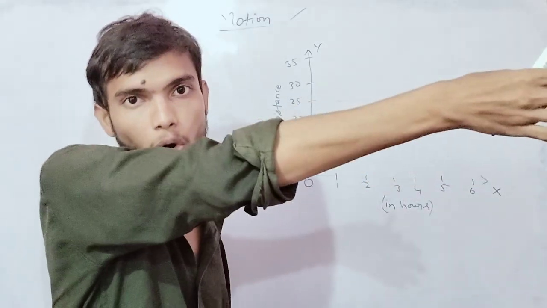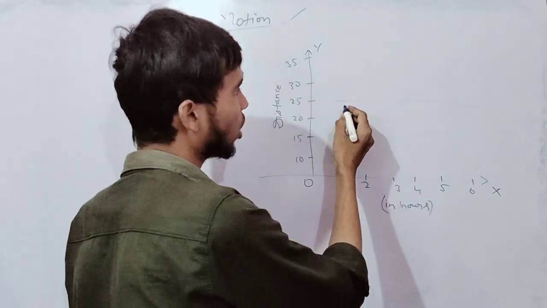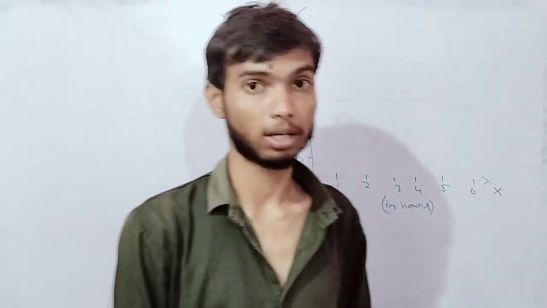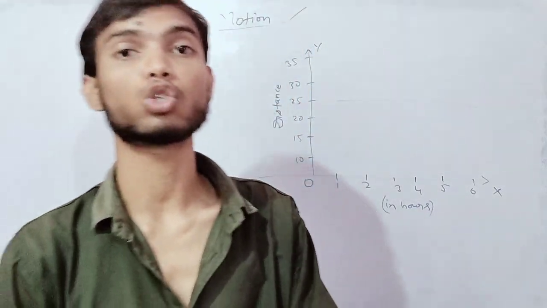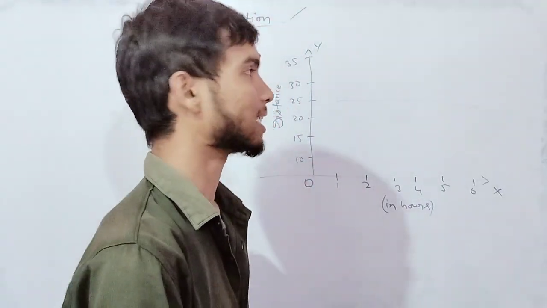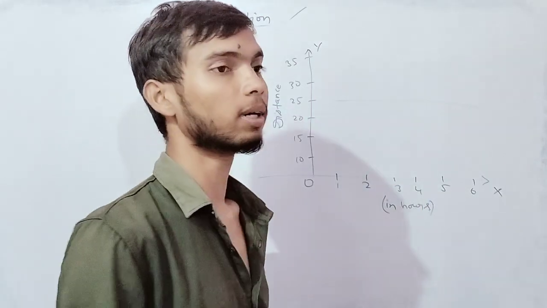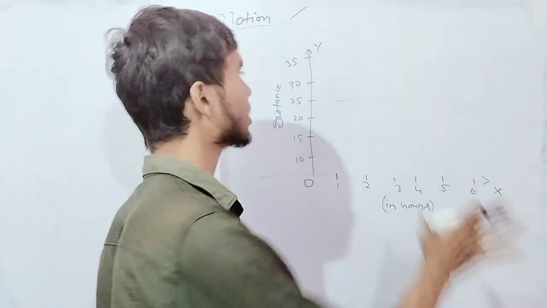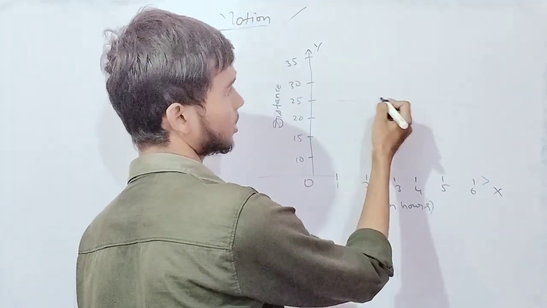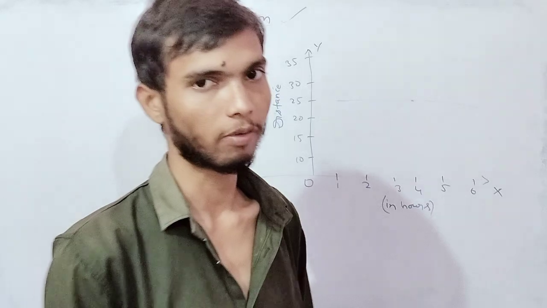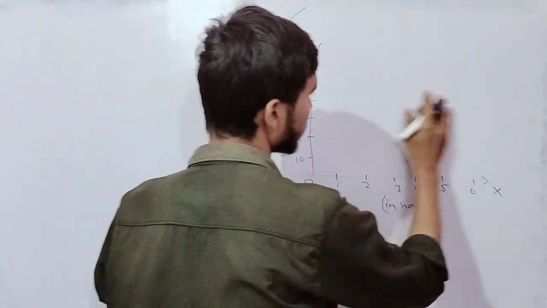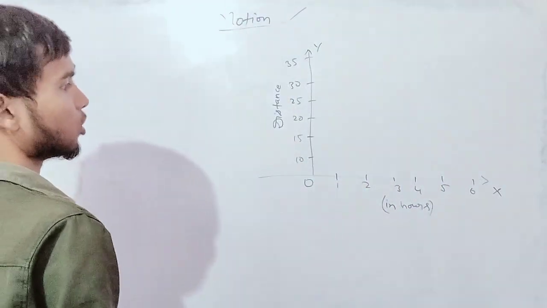This graph is given to you. This line is a horizontal line. Now it is telling you that your vehicle covered 25 kilometer distance, but after covering 25 kilometer, you are at rest. After completing 25 kilometer distance, you are not moving at all. This is the meaning of this line. Clear? So here you can say your vehicle is not moving. This was the meaning of this straight line, which was horizontal.